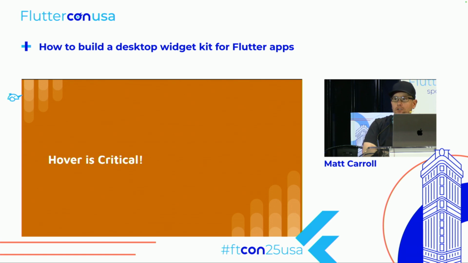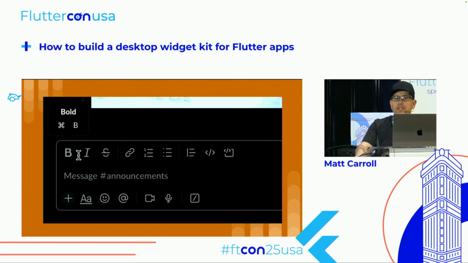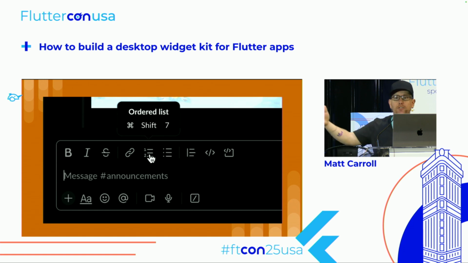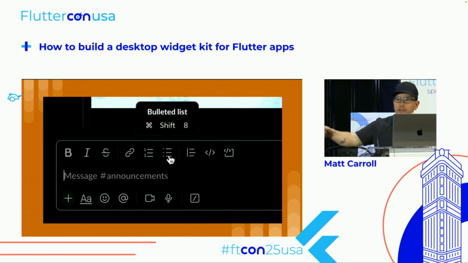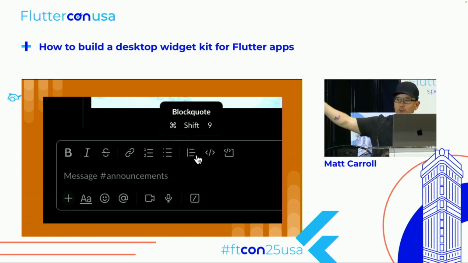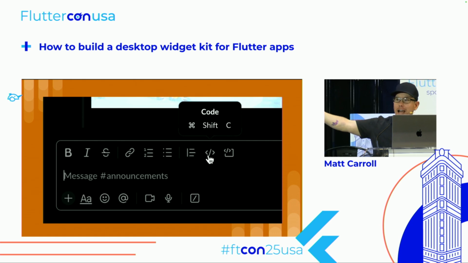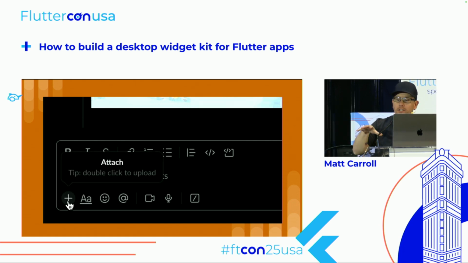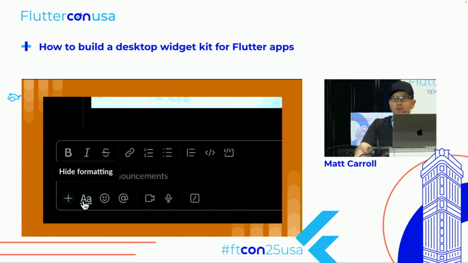Hover is critical. It's not just a nice to have. Here's the editor from Slack. Every single button in the editor is an icon button. There's no explanation built into what the button does, so every one of them needs a tooltip. You hover for a moment, it shows you the tooltip, and I told you about those shortcuts. Every app has shortcuts. Those are even included in those top tooltips. These are baseline expectations once you get to desktop.